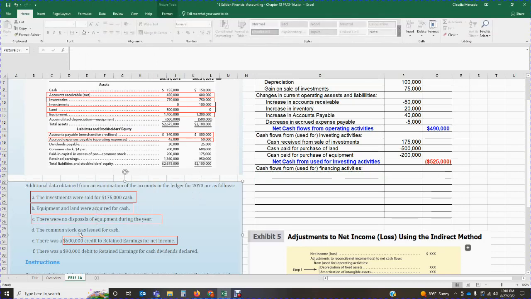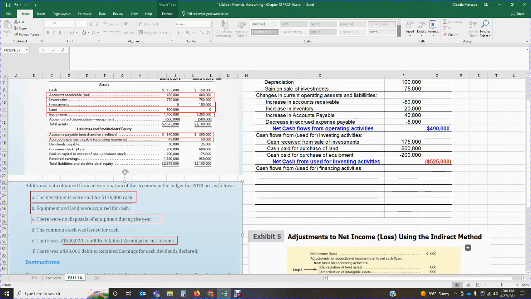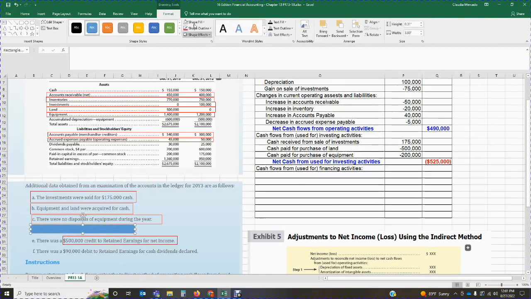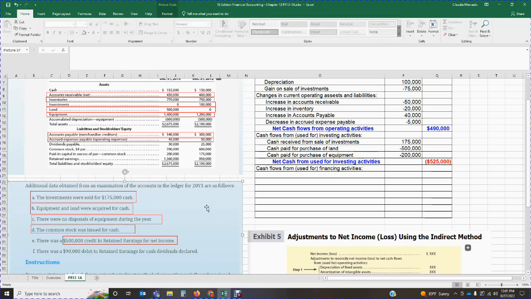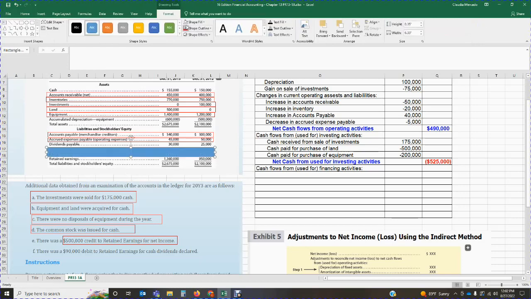Now, letter D. Common stock was issued for cash. If we issue common stock, that goes under our financing activities. We can either make money by issuing stock or by getting a loan. So, in this case, we issued some stock. So let's look at letter D. The common stock was issued for cash. Now let's look at our common stock. And when we look at common stock, we have to look at two accounts. Let me highlight them here.